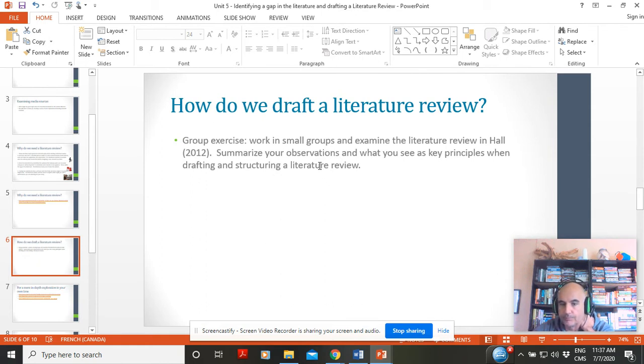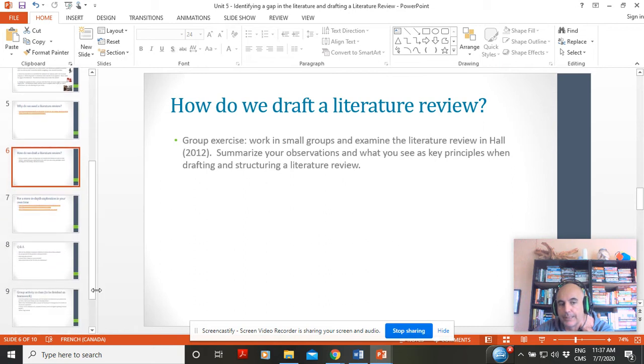So jump in the form, read it first, just the lit review, and then jump in the form and give me your ideas as to what you think. Is it well done? Is it effective? Is it not effective? What are its limitations? What would you do differently? So you normally would pause the recording here and you would go and do what you need to do.